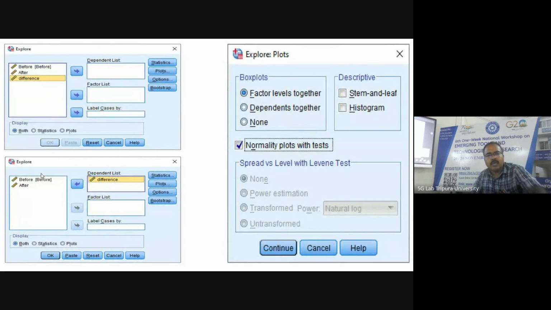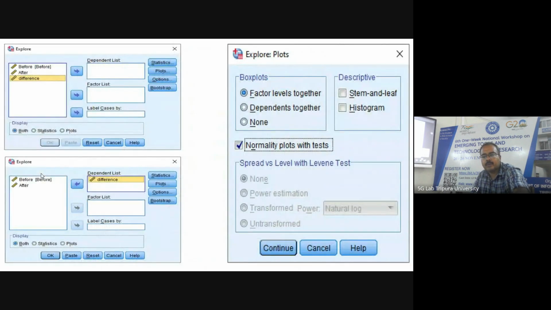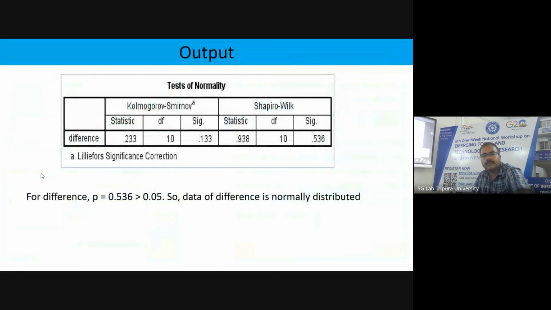So here, in the dependent list, you just write the difference that you calculated earlier. Yes, you calculated the difference, after minus before. Then choose same factor levels together, normality plots with tests. This is going to be your result.